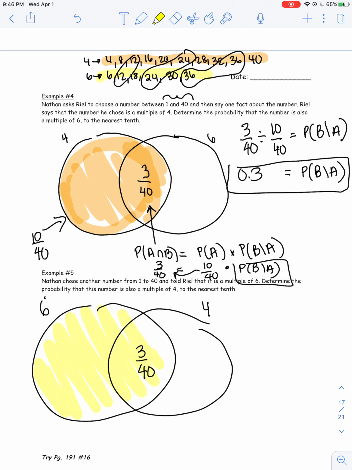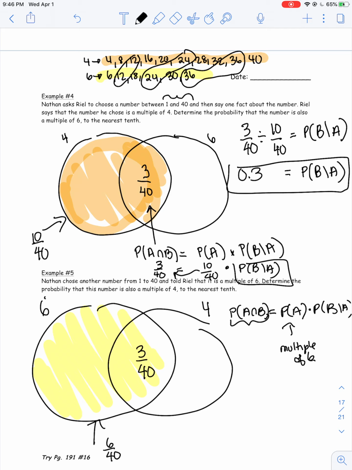So this is yellow, right? So we know that the whole circle of yellow should add up to, if you count them, there are 6 out of 40 numbers that are multiples of 6. So when we're doing our formula, it's still going to be set up the same, except our first event occurring is that this is a multiple of 6. We already know it's a multiple of 6. They're saying what's the probability that it's also going to be a multiple of 4.